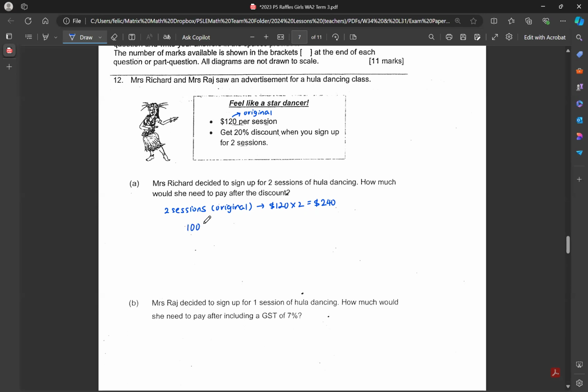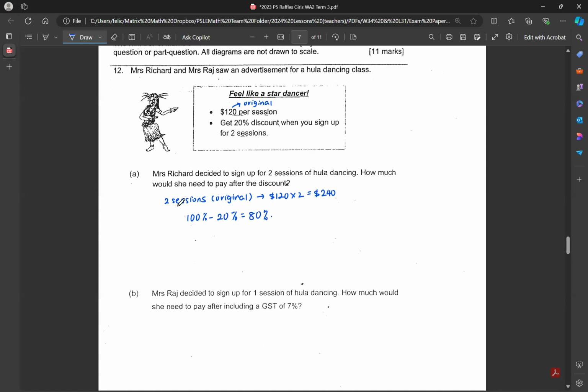So how to get 80%? If you want to write this 100 minus 20 step down, by all means go ahead. If you don't write this step, actually it's fine. Since she's paying 80% of the $240, we call that the discounted price. If you are labeling your step, you can use this word discounted. So 80% means 80 over 100 multiplied by the original price of the 2 sessions. That means she only needs to pay $192 after the discount.